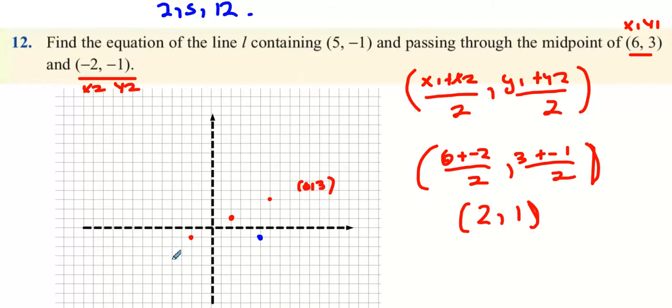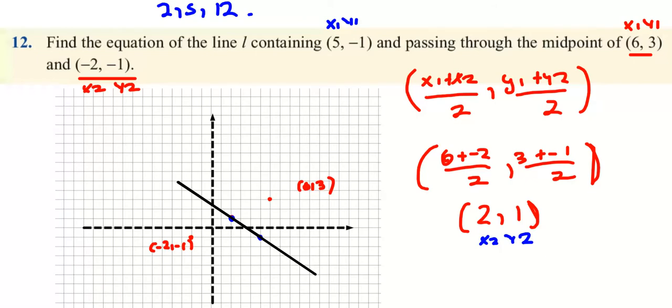Now, this is the point minus 2, minus 1. The line it wants is between the midpoint and the original point he gave me, which was 5, minus 1. So I need to find the slope of this line. We can see it's a negative slope, so we call this x1, y1, and call this x2, y2.